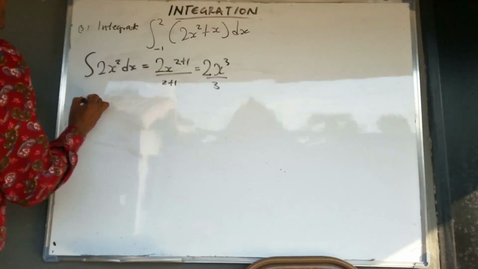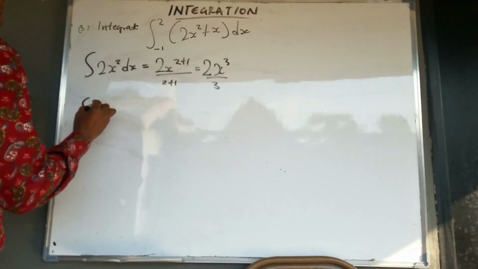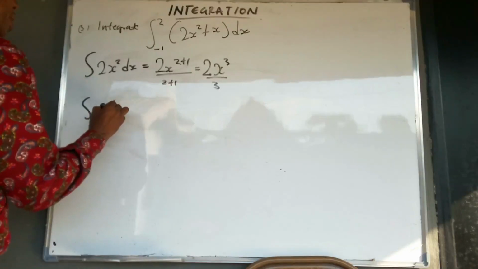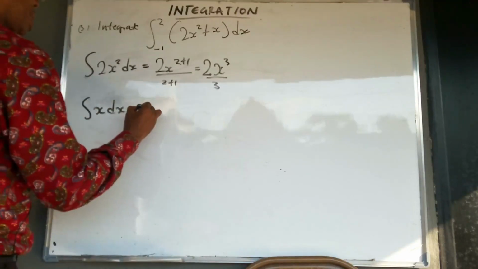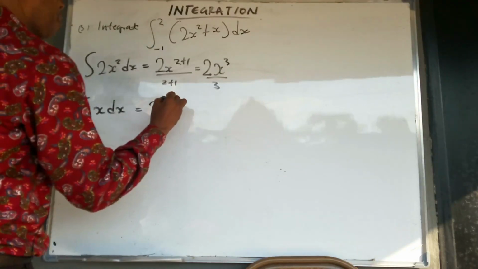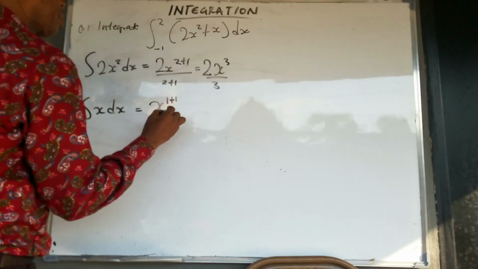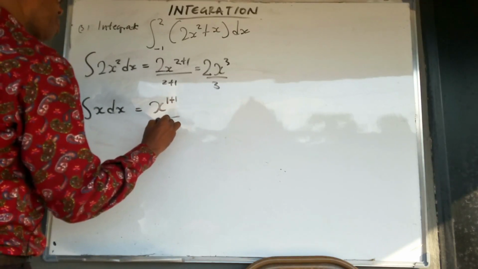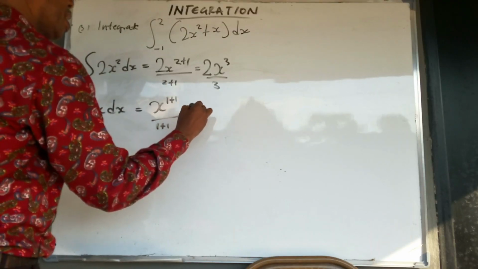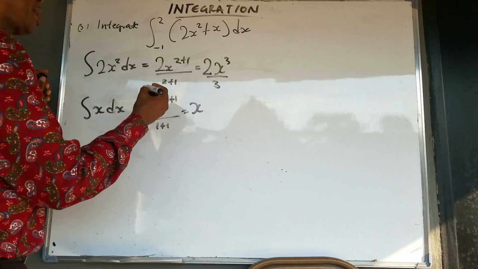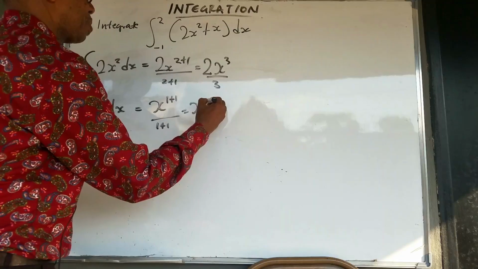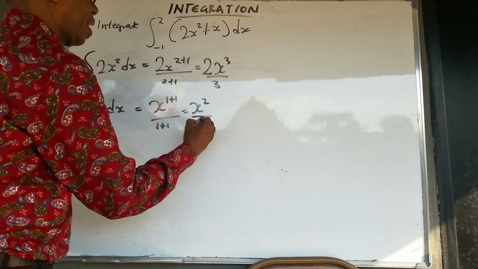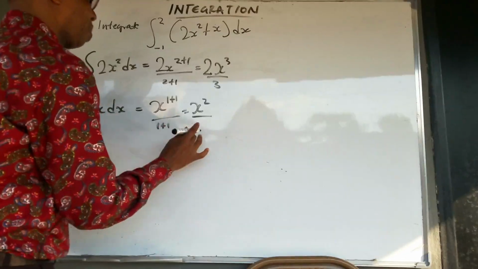I believe that by now you must have gotten used to what is the integral of x. The integral of x is actually x raised to the power 1 plus 1 all over 1 plus 1. So let's look at that. That will give us x raised to the power 2 all over 2. 1 plus 1 is 2.